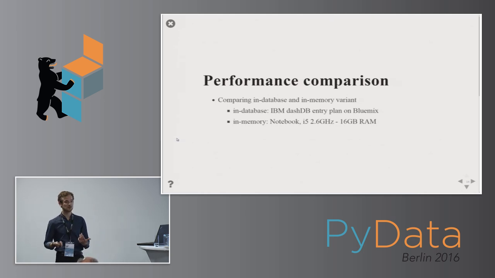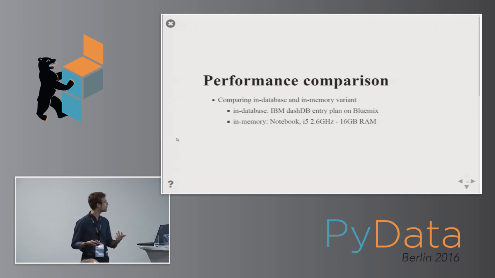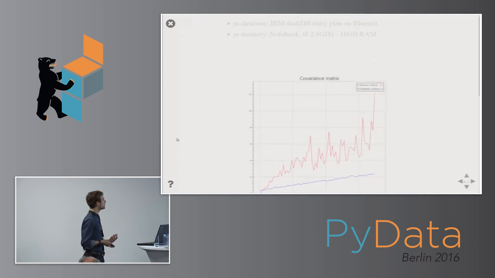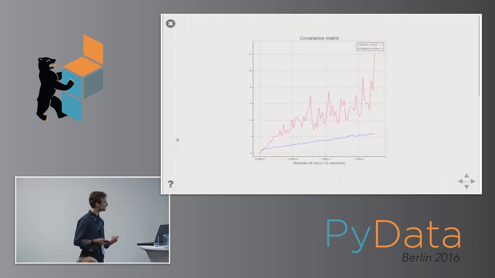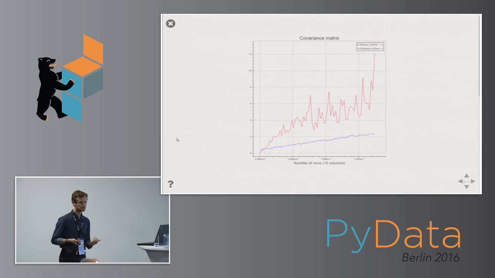So that's typically what you can get for free on IBM BlueMix. And just the spec of my computer, it has an Intel Core i5, 2.6 GHz and 16 GB RAM. So it's a standard configuration, I would say. And here is a plot for the covariance matrix. So just computing the covariance matrix.